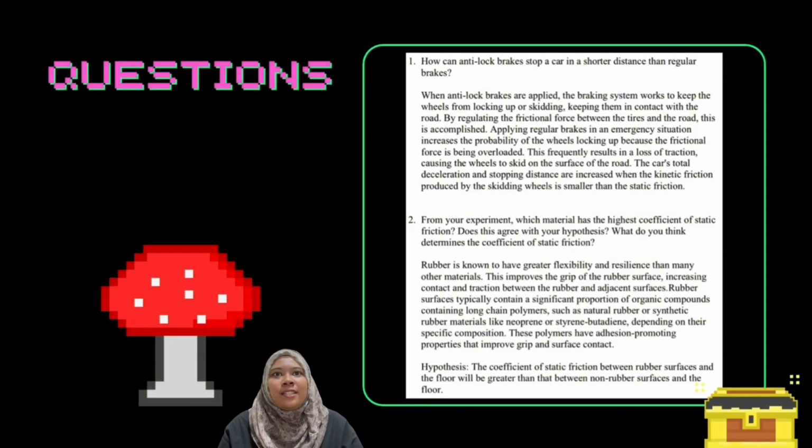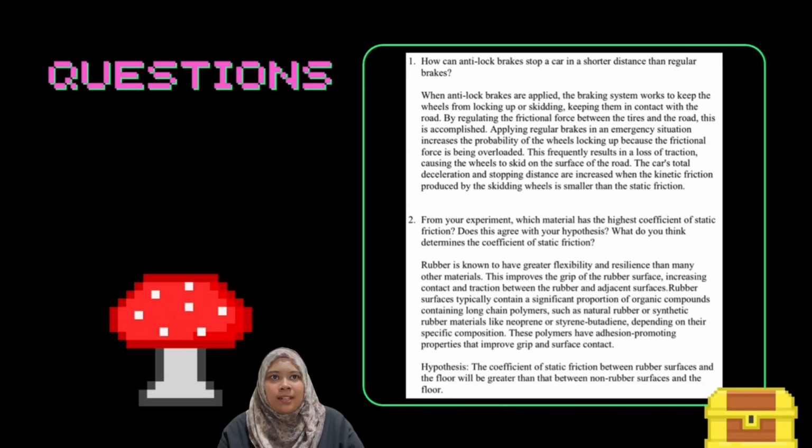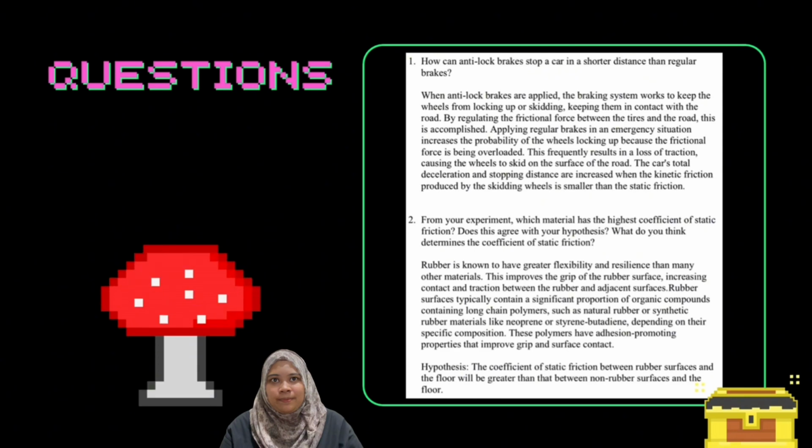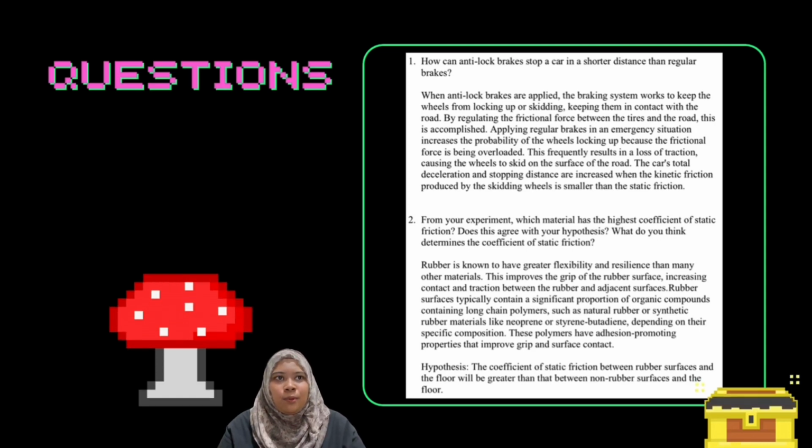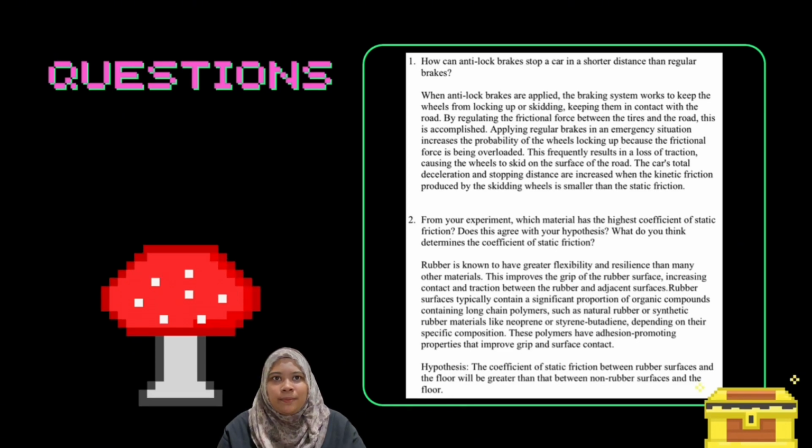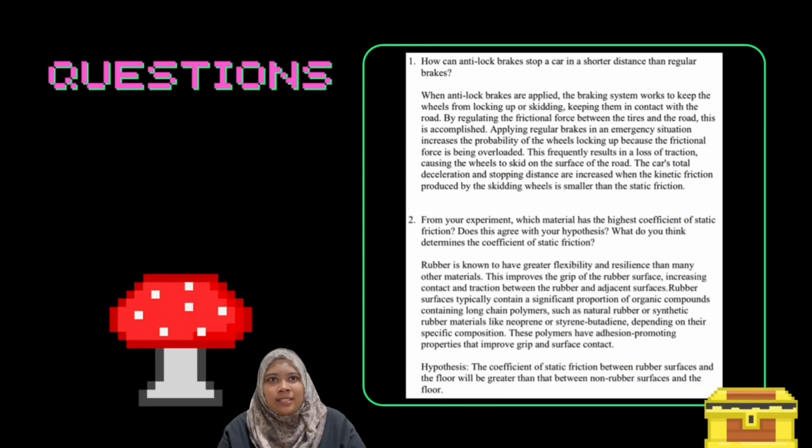So, the first question is, how can anti-lock brakes stop a car in a shorter distance than regular brakes? So this is the answer. When anti-lock brakes are applied, the braking system works to keep the wheels from locking up or skidding, keeping them in contact with the road. This is accomplished by regulating the frictional force between the tires and the road.